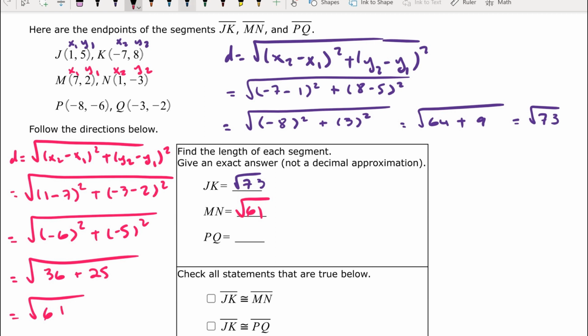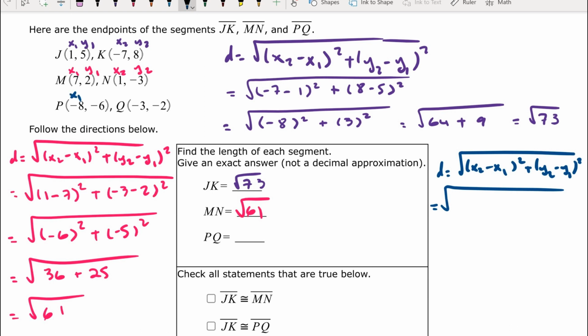Alright, last problem. Distance of PQ. The formula is x2 minus x1 squared plus y2 minus y1 squared. Okay, so we will have x1, y1, x2, y2. That will be negative 3 minus 8 squared plus y2 is negative 2 minus 6 squared. Two negatives turn into positive. So that will be negative 3 plus 8.